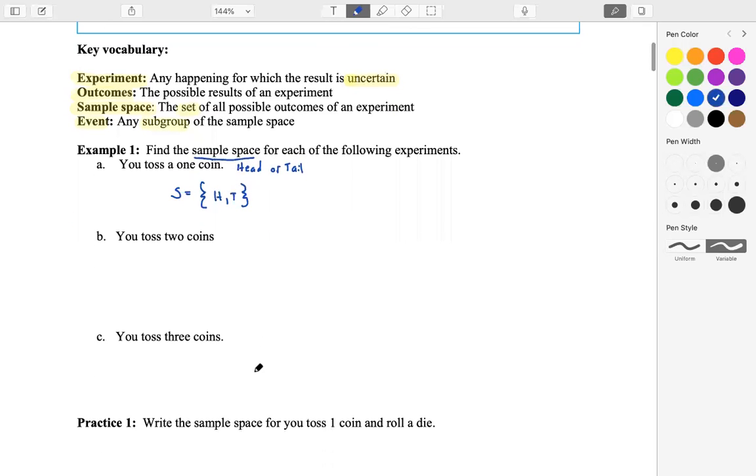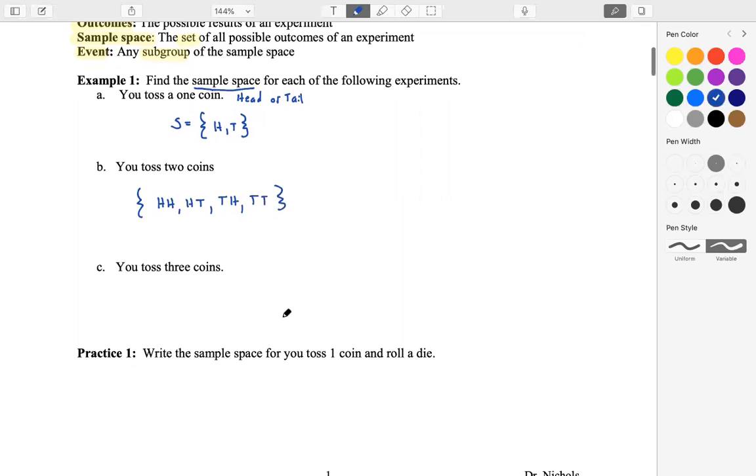Now, what happens when we toss 2 coins? Well, what could happen is we could get a head and a head, or we could get a head followed by a tail, or we could have got a tail followed by a head, or we could have got a tail followed by a tail.